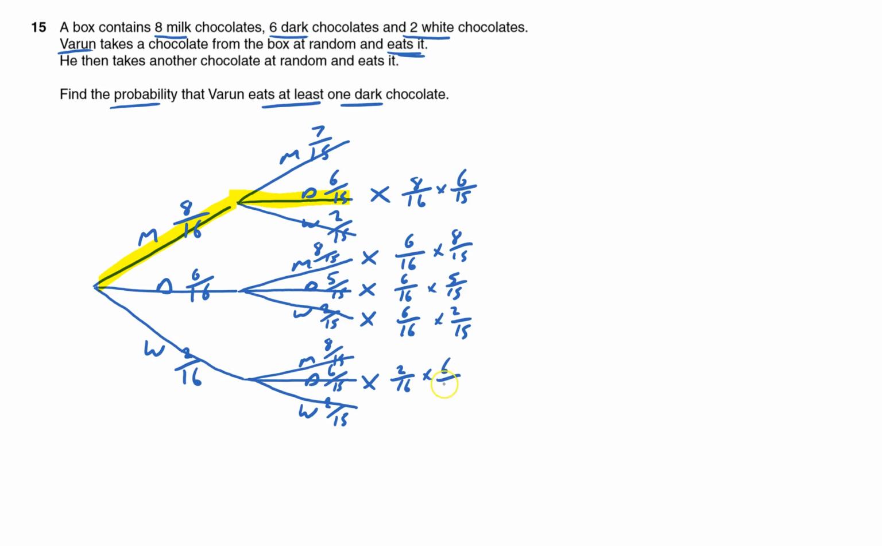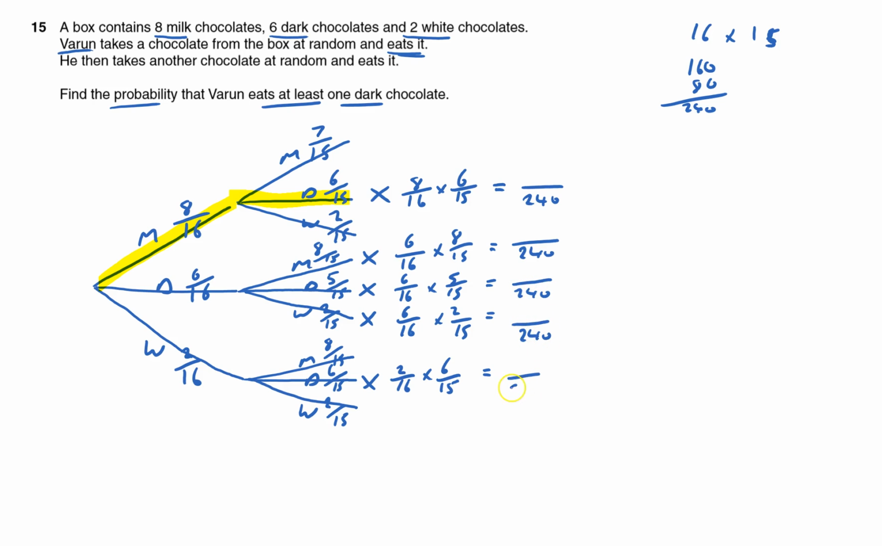times 6/15. Well, actually, when you times fractions together, you just times the tops together, you times the bottoms together. And so I've got to do 16 times 15 on each of them. Well, I'll do 10 times 16, which is 160, and 5 times 16 will be half of that, so that'll be 80, so that'll be 240. You could use Napier's bones or however you want to do it, but it doesn't really matter. So each of these comes to 240 on the denominator.